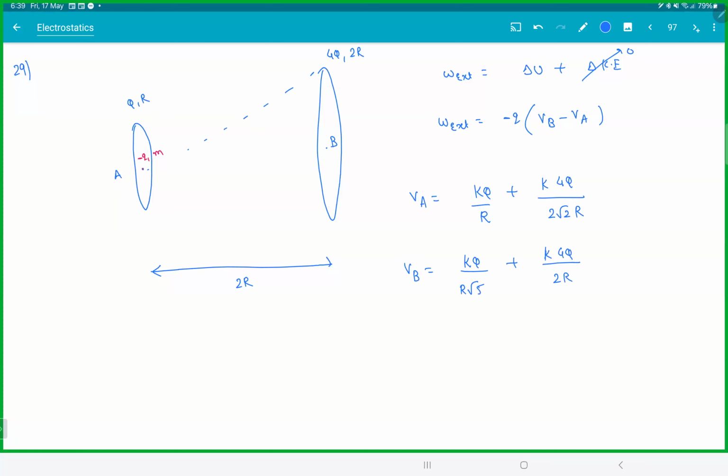Clear? So just be careful with that. When you say potential at A, it is due to everyone present. Next one. Clear na, Abhinav, Adrit, Arjun? Yes, sir.